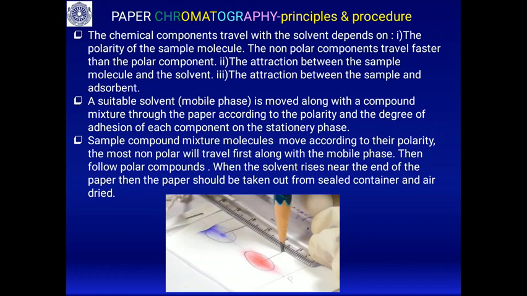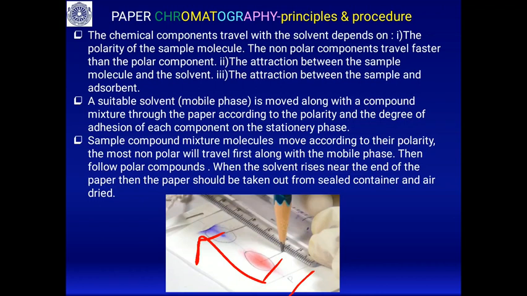The chemical components travel with the solvent depending on the polarity of the sample molecules. As I said, a non-polar component travels faster. You can see this is the origin, and this blue spot has moved faster. If it is a non-polar component, it travels faster, and if it is polar, it is slower. So you will find the red spot and the blue spot here. The attraction between the sample molecules and the solvent, and the attraction between the sample and the adsorbent, are all factors affecting the movement and the separation.